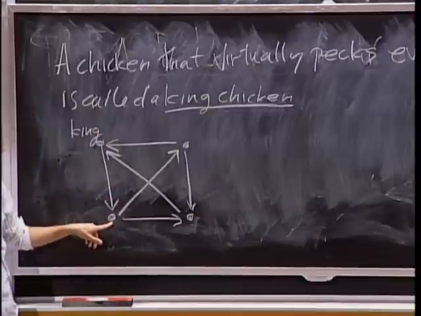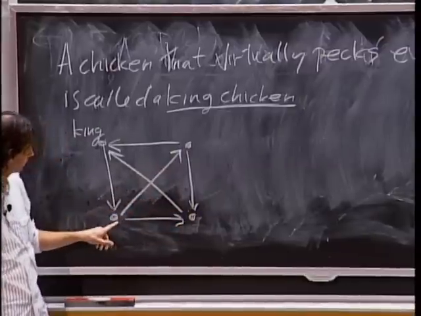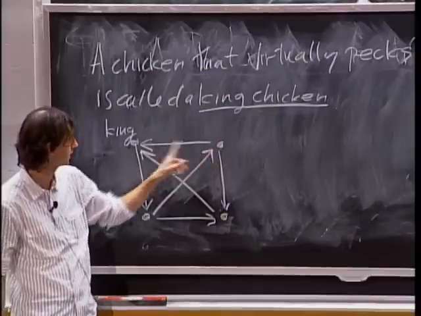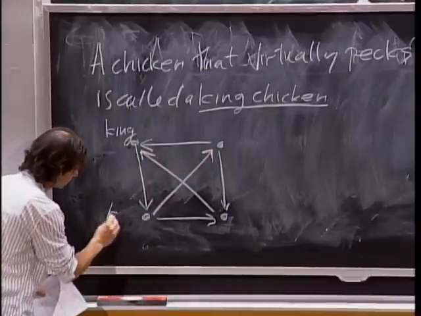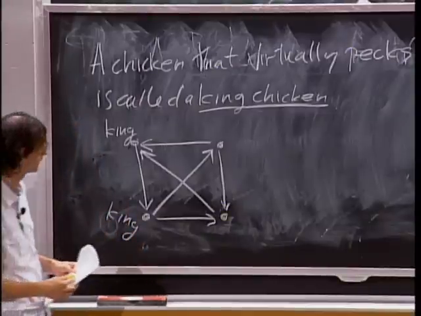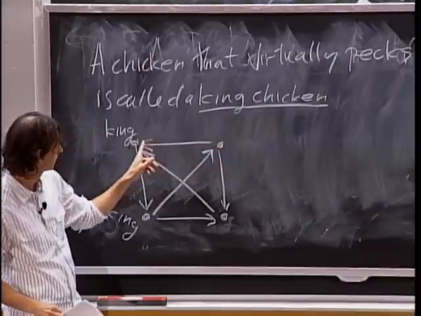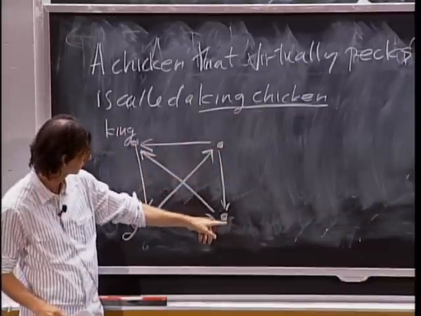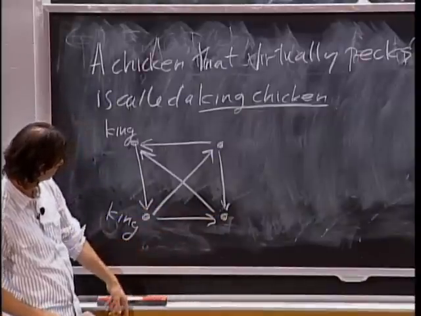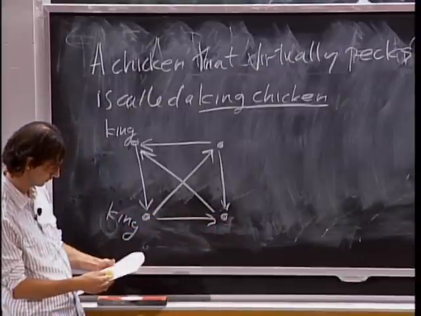This one, well, let's have a look. It pecks this one and this one. Can it virtually also peck this one? Yay, there's a friend over here that is doing that for him. So this one is actually also a king. So you can have multiple king chickens in here. What about this one? The same story. It pecks this one, and virtually, oh no, wait a minute.